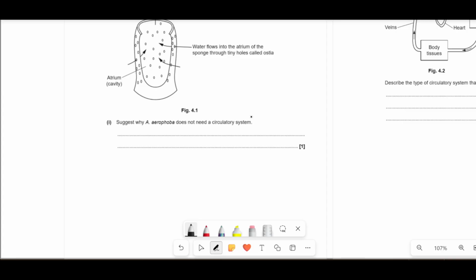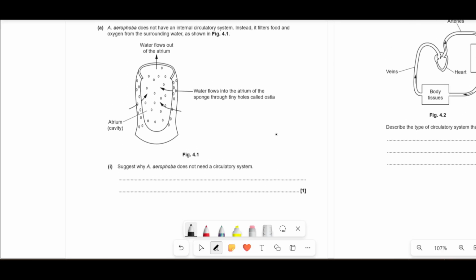Now, suggest why this doesn't. So they've told you it doesn't have a circulatory system, and instead, you can see it's filtering food and water from the surrounding areas instead. So you need to think, the only reasons that really could be the case is the opposite of why we have a circulatory system, for the reasons I just described. So you could say, for example, that it can obtain nutrients and substances from diffusion due to a short diffusion pathway.